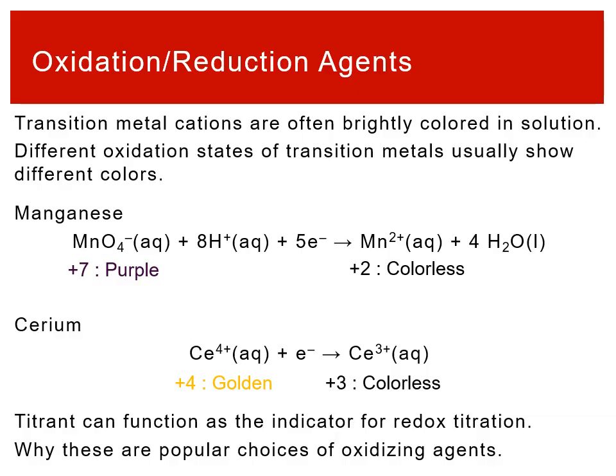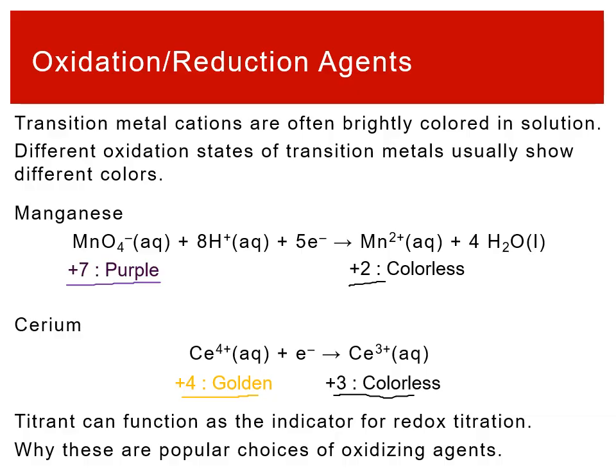So if you remember, the two most common oxidizing agents that we use in these titrations are manganese and cerium. And so the reason for that is that we start with manganese, this MnO4 minus. The manganese is in a +7 oxidation state, which is purple. When it goes to a +2 oxidation state, it's colorless. Similarly, cerium at +4 is this golden yellow color, whereas at +3, it is colorless.